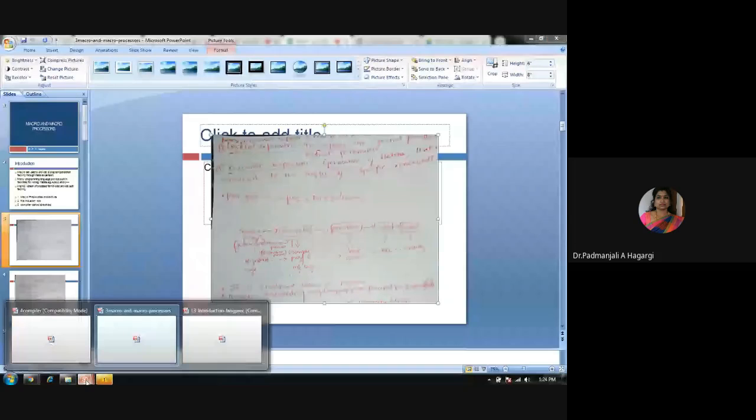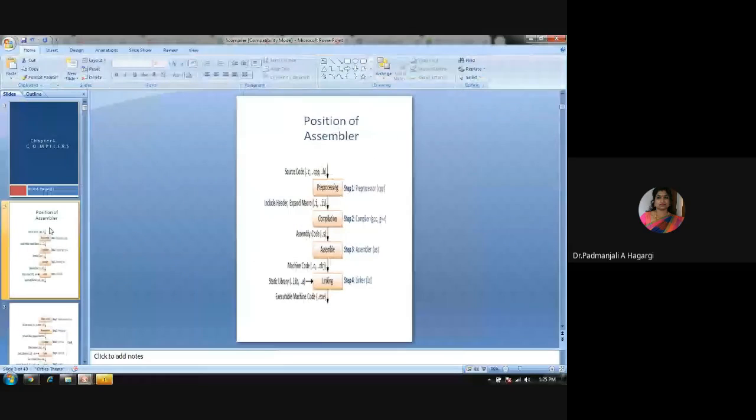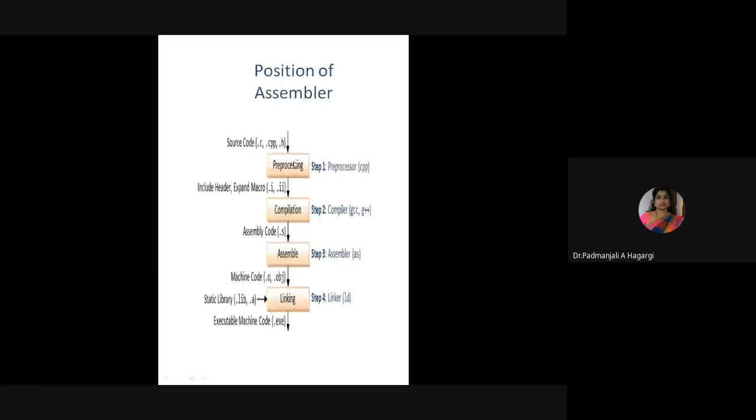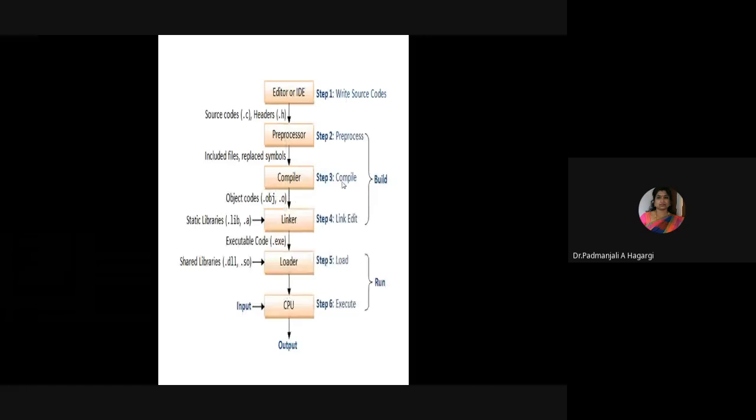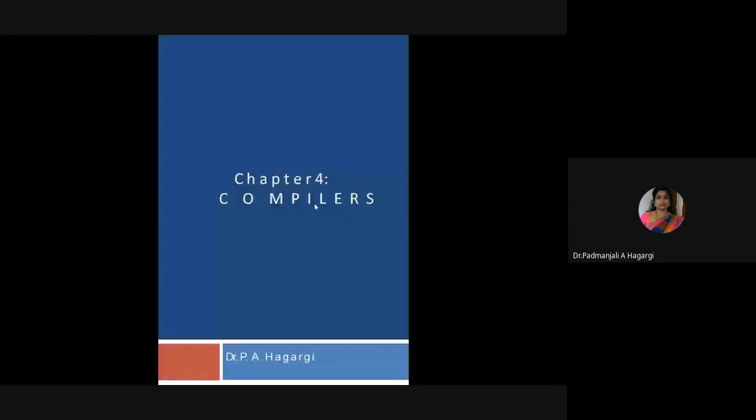And today we shall study exactly the compilers, the fourth unit. The source code is first given to the preprocessor, which processes the macros using the preprocessor statements if macros are present. The preprocessed file is then processed by the compiler, and this compiler produces the object code. So we shall study this part today, that is the compilers.